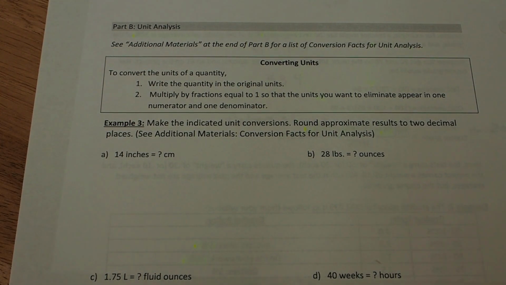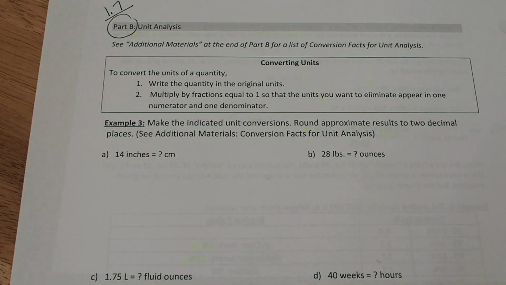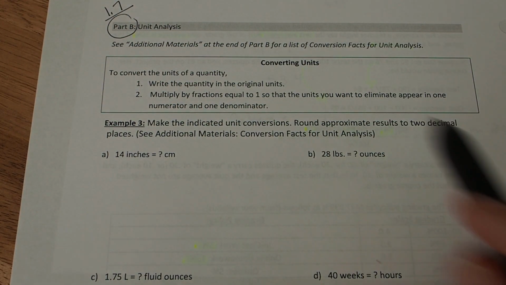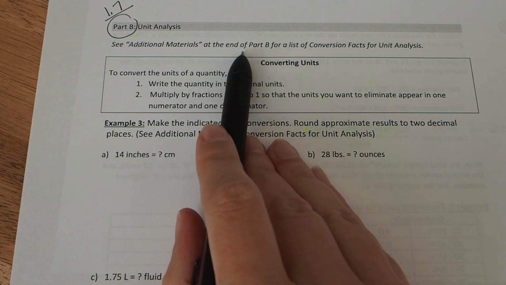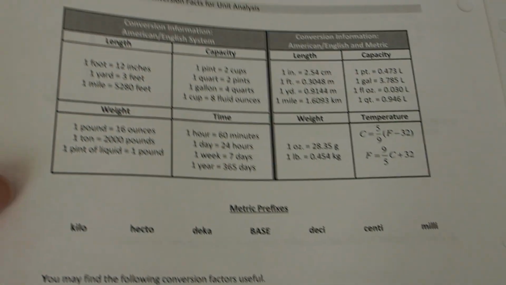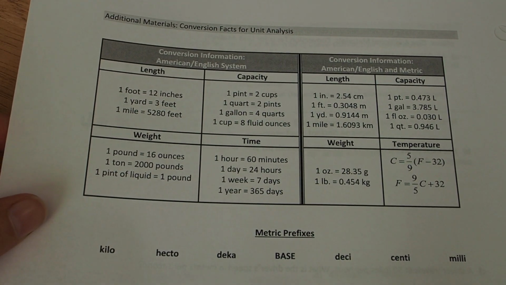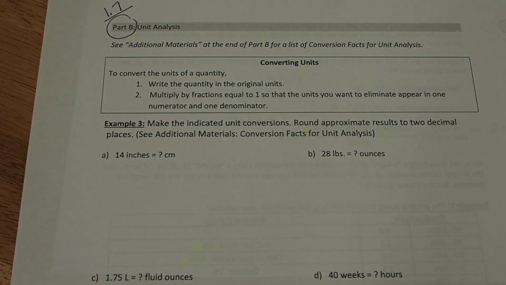This is section 1.7, part B. And we're going to be looking at unit analysis. Note that there is a page entitled Additional Materials at the end of part B for a list of conversion facts. So if you look on page 66, you'll see something like this, your list of conversion facts. So we're going to want to refer to both of these pages to complete these examples.